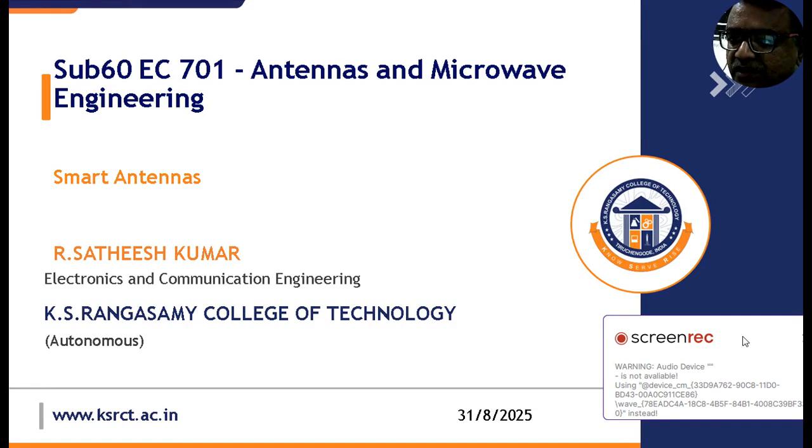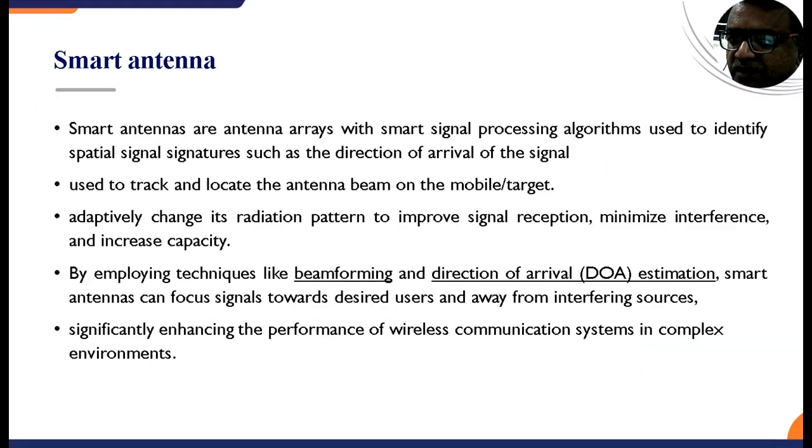Today we discuss the topic on smart antennas. Smart antennas are antenna arrays with smart signal processing algorithms used to identify spatial signatures, such as the direction of arrival of the signal. The smart antennas are activated by using smart signal processing algorithms in order to find the desired signal. It is used to track and locate the antenna beam on the mobile target.